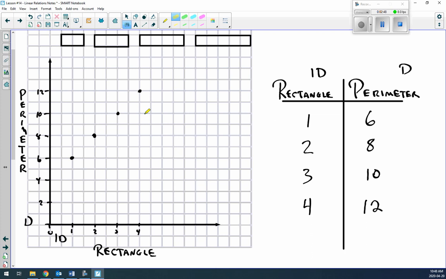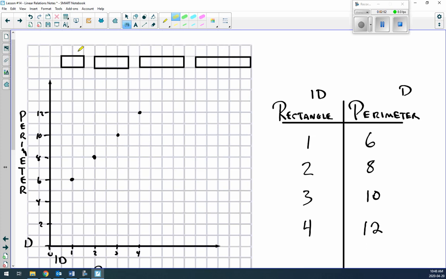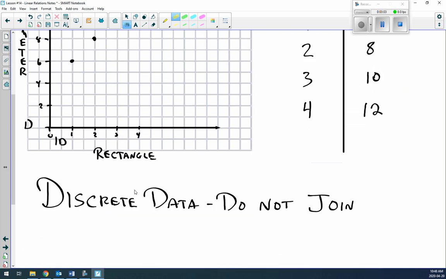Now, here's the question. Do we join these points together? Well, no, because rectangle number 1 has a limited perimeter. You can't have, like, 7. 7 for a perimeter will not work on this one because we're using the squares. So we have points there. We do not join them together. So this is discrete data. Do not join it together.